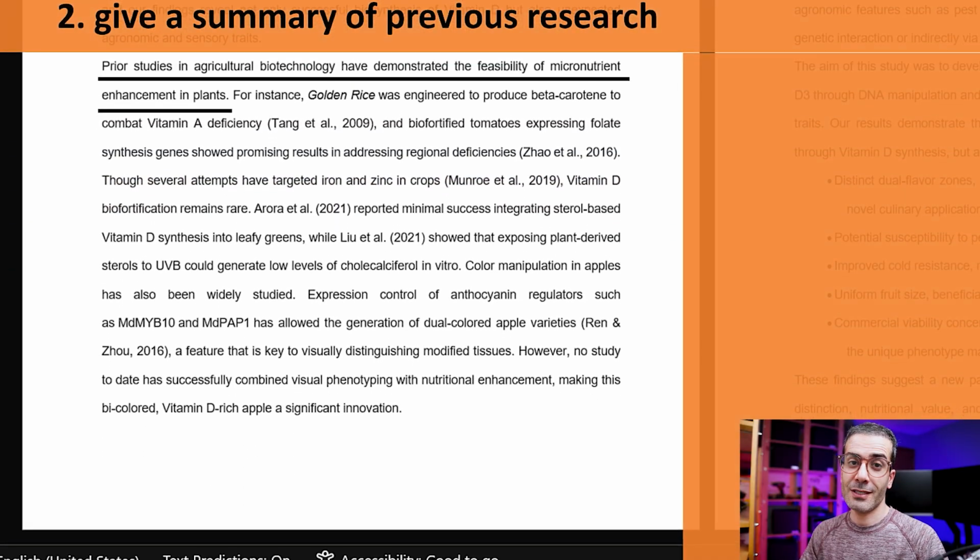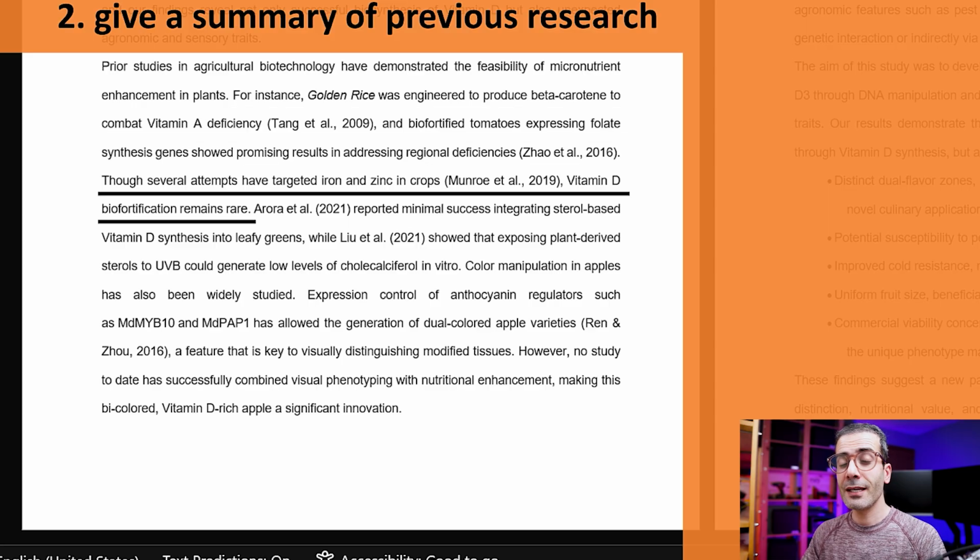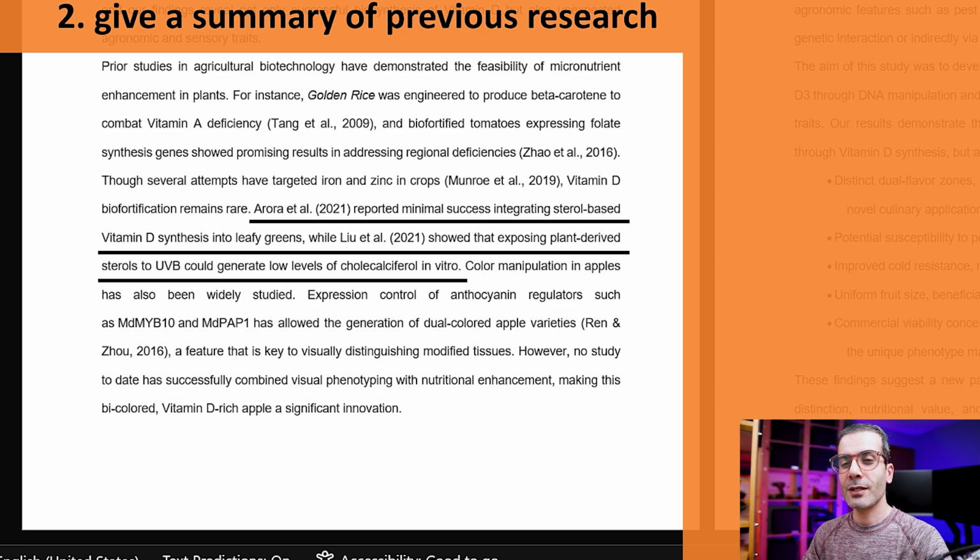Now we are going to go to the second key point, which is you are going to give a summary of the previous research on this topic. So I'm going to start with the first sentence. We are going to set the stage and we are going to build on what already has been done on this topic, right? And then we are going to give some relatable examples that other researchers have done. And then we are going to emphasize our innovation. No one has done much on vitamin D. And then we are going to show that others have tried but were not successfully able to do this.